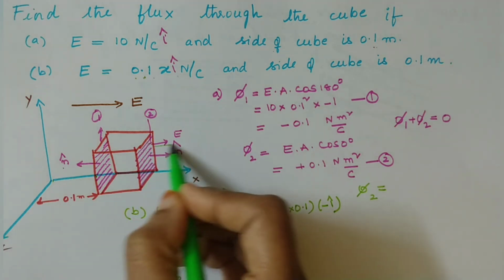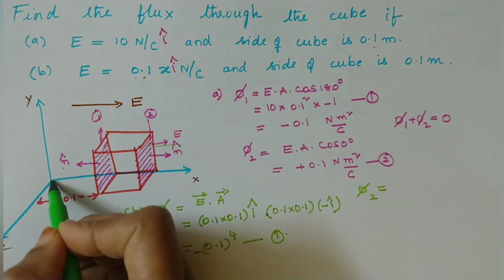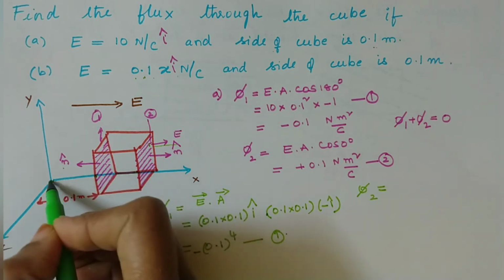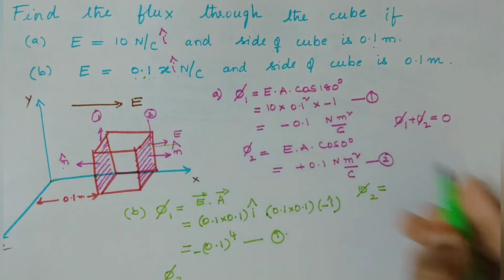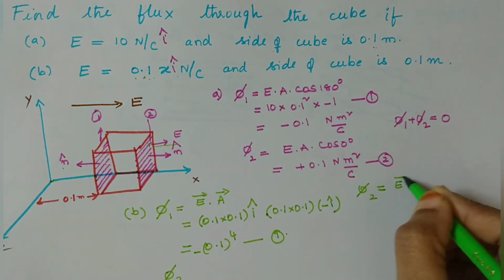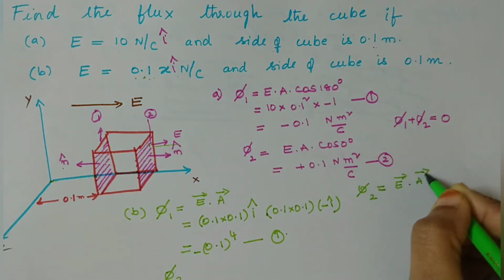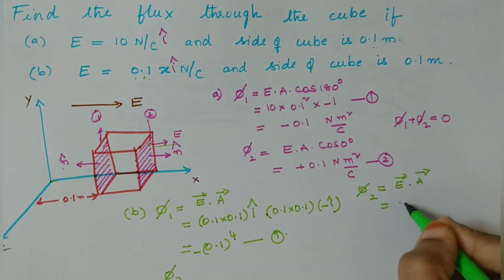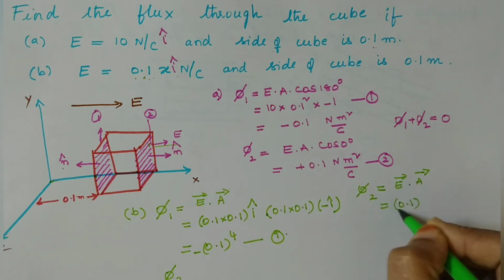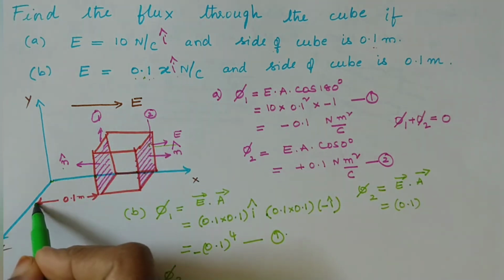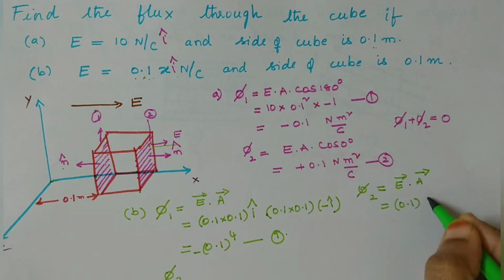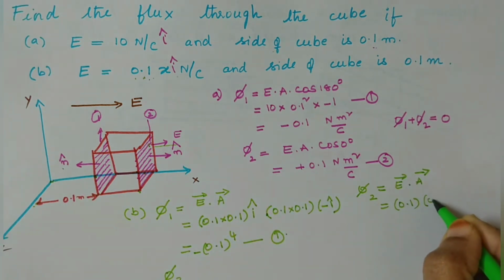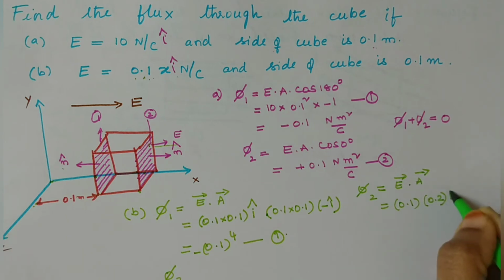This is your second surface. The second surface is at a distance 0.1 plus 0.1, that is 0.2 meter along the x-axis. So the field would become, again I'm using the same formula, E dot A. Field is 0.1 into the distance from origin till the second surface, which is 0.1 plus 0.1. That will become 0.2. Direction is i cap.